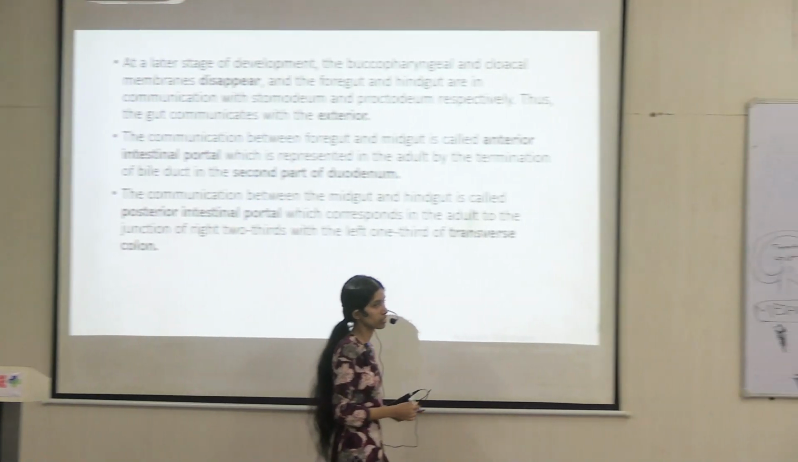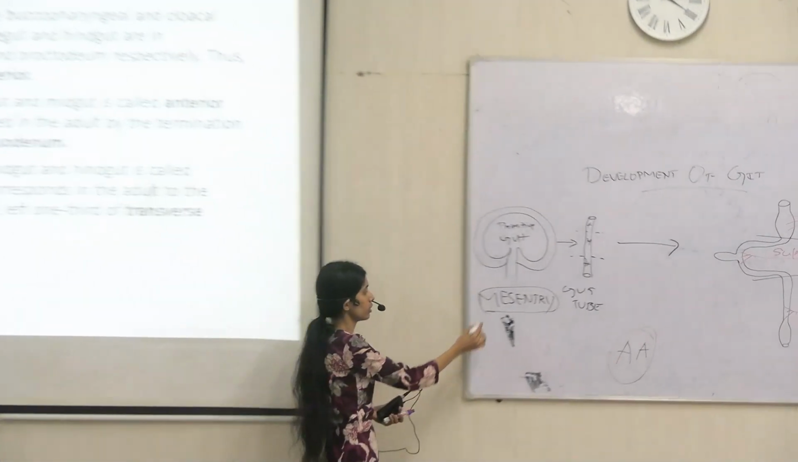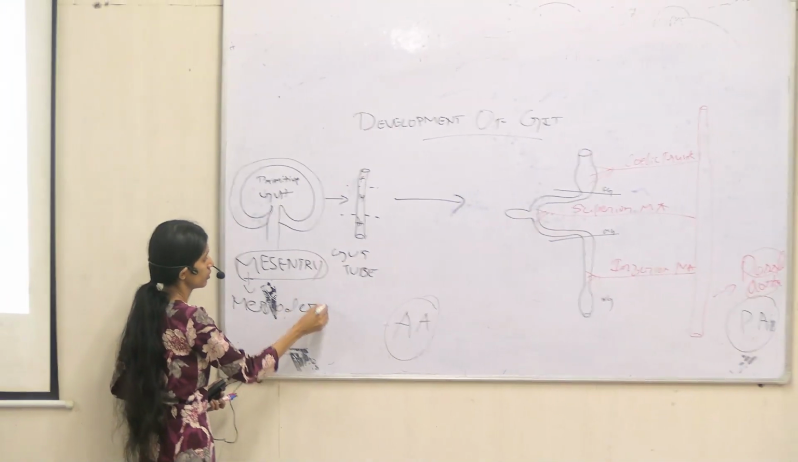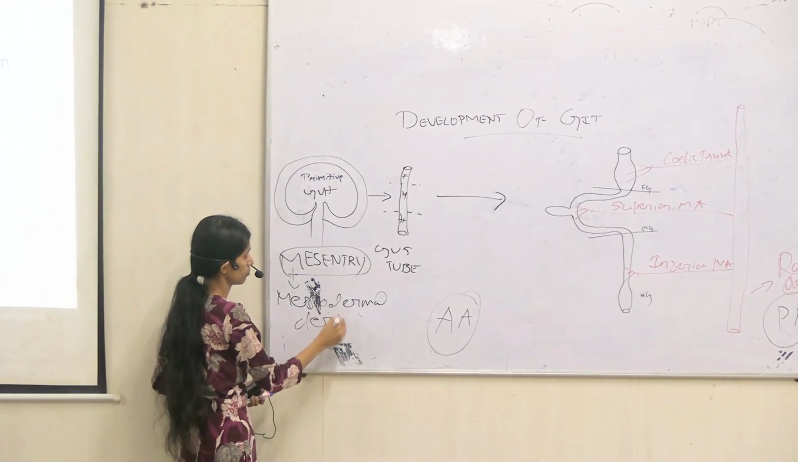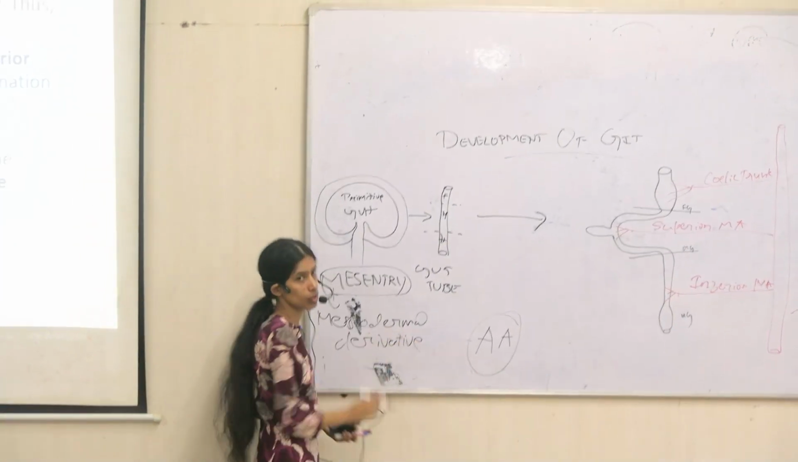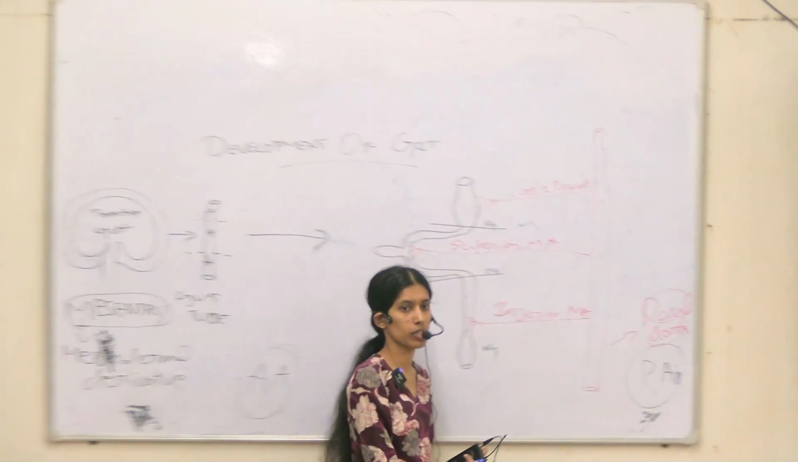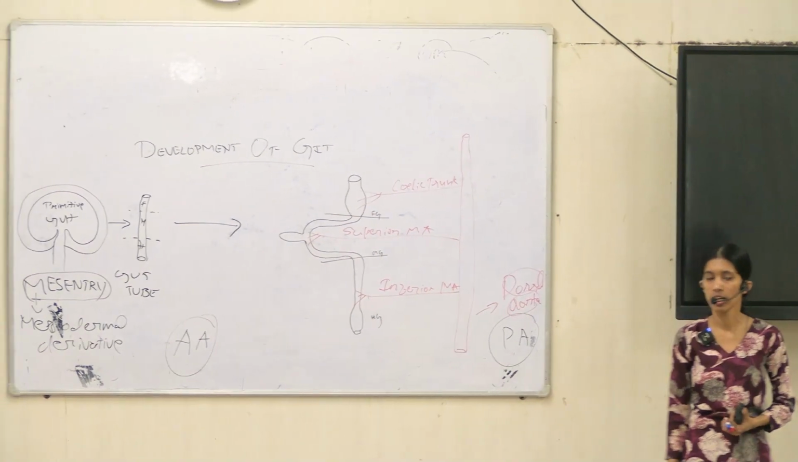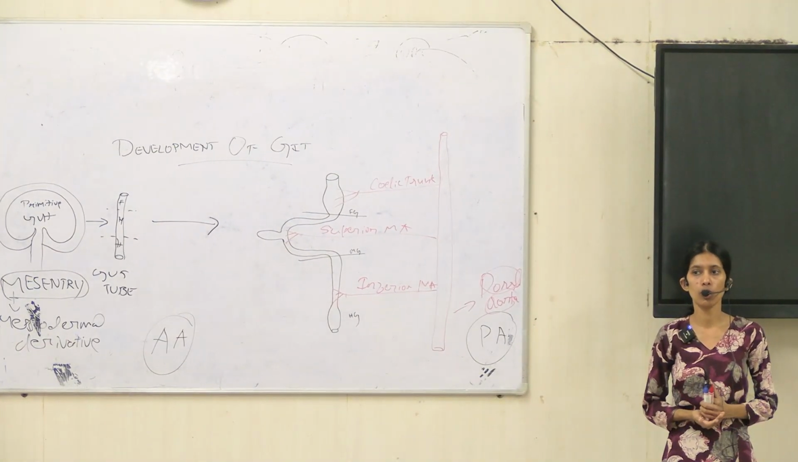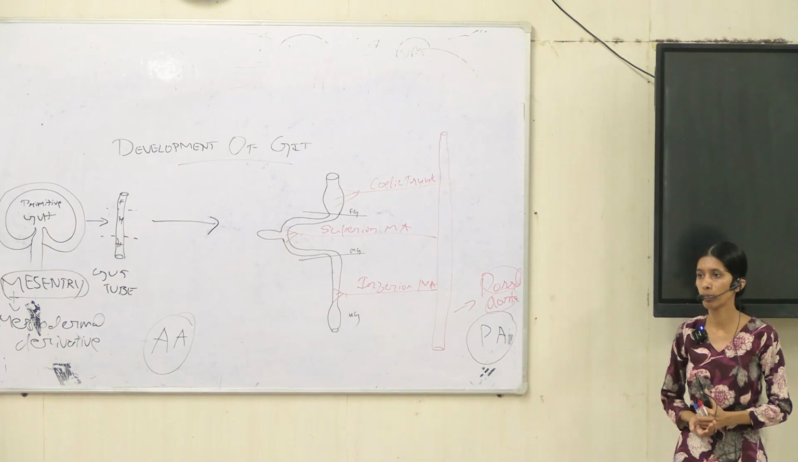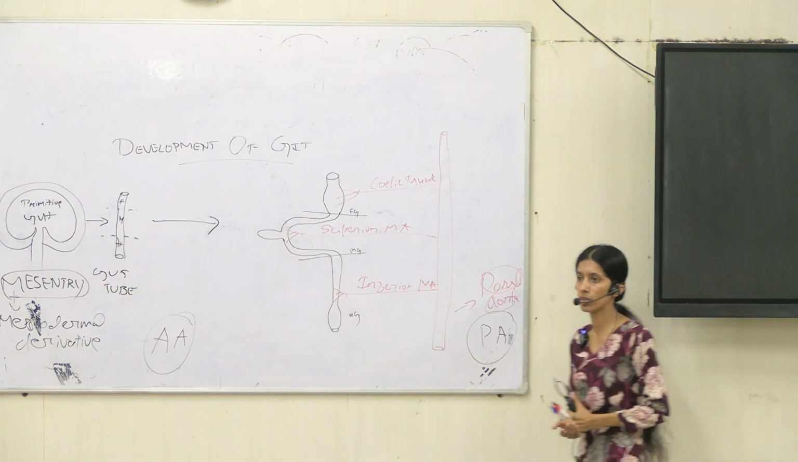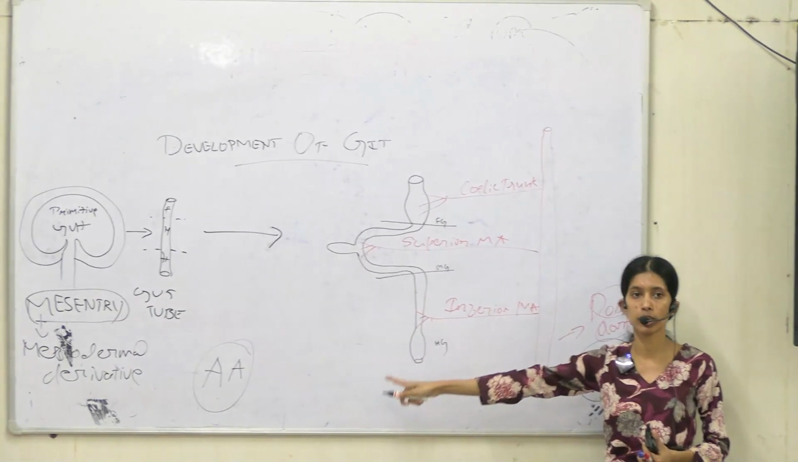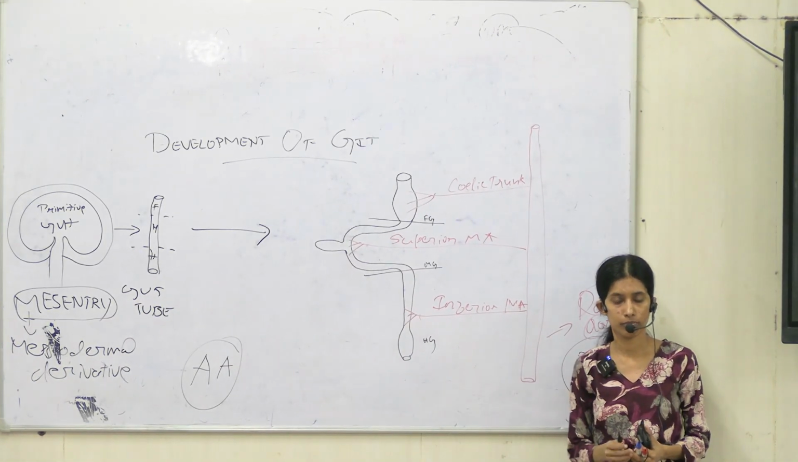Okay. Mesentery is basically a mesodermal derivative. During the developmental stage, it is present in both the anterior or ventral and dorsal aspect, and its major function is to hold the abdominal organs in a particular position. Remember, the word mesentery is a mesodermal derivative structure.